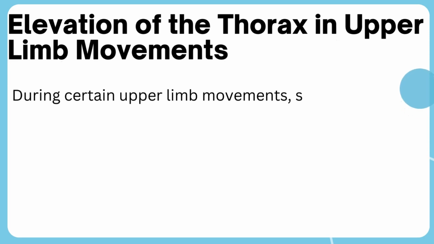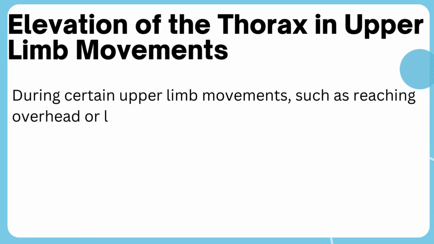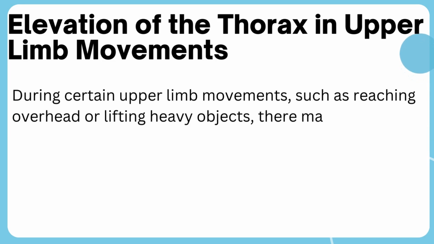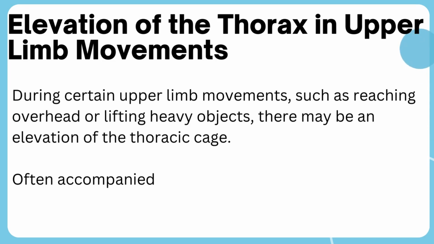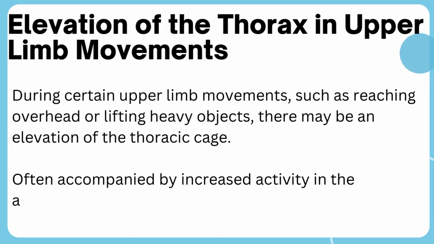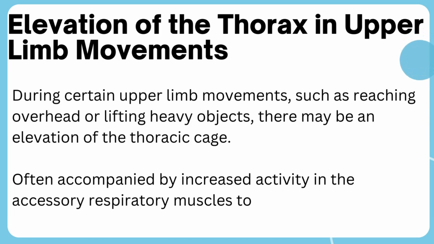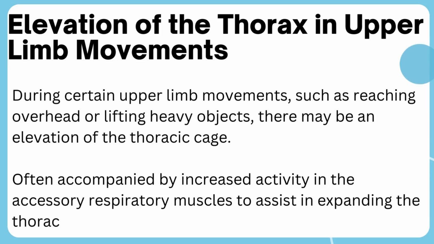Elevation of the thorax in upper limb movements. During certain upper limb movements, such as reaching overhead or lifting heavy objects, there may be an elevation of the thoracic cage. This is often accompanied by increased activity in the accessory respiratory muscles to assist in expanding the thoracic cavity.